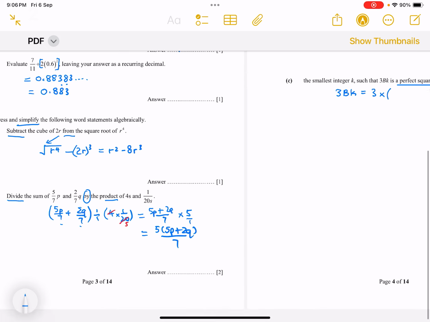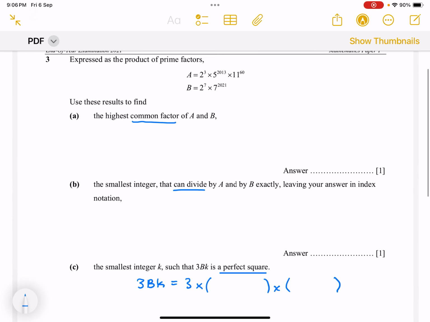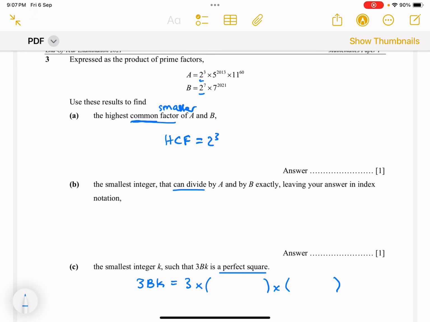We move on to the next sum. And in the next sum, we have factors, prime factors. We are given this, and we have to find the highest common factor. A factor is always smaller, so we should be picking the smaller power. And common means both must have it. So both have 2, but the rest are not common. So the HCF is just the lower power of 2, which is 2 cubed.